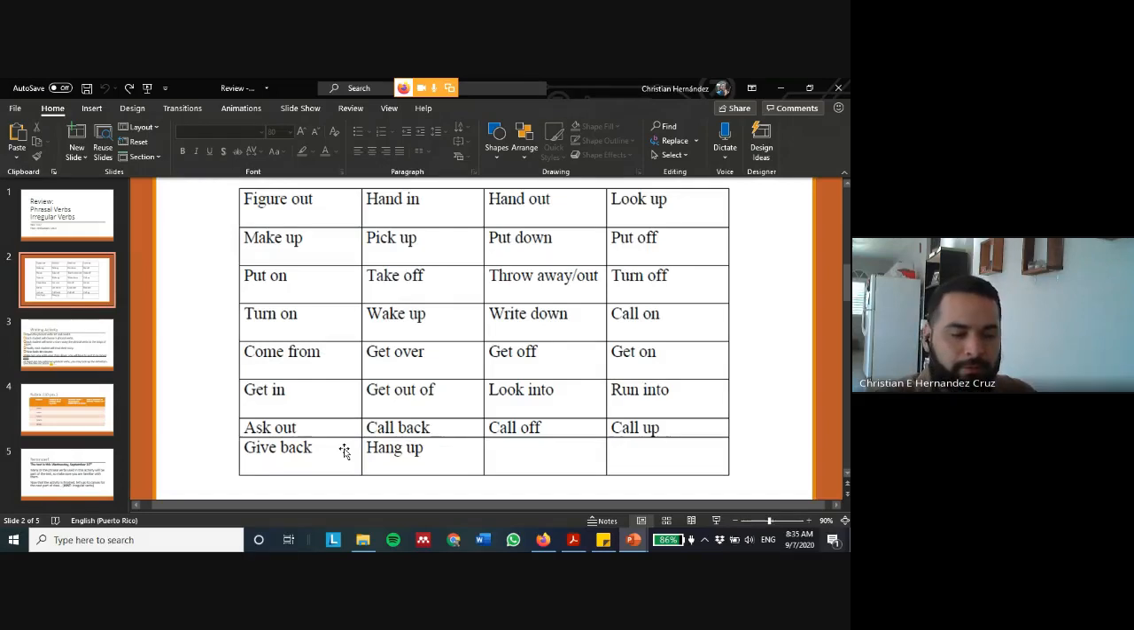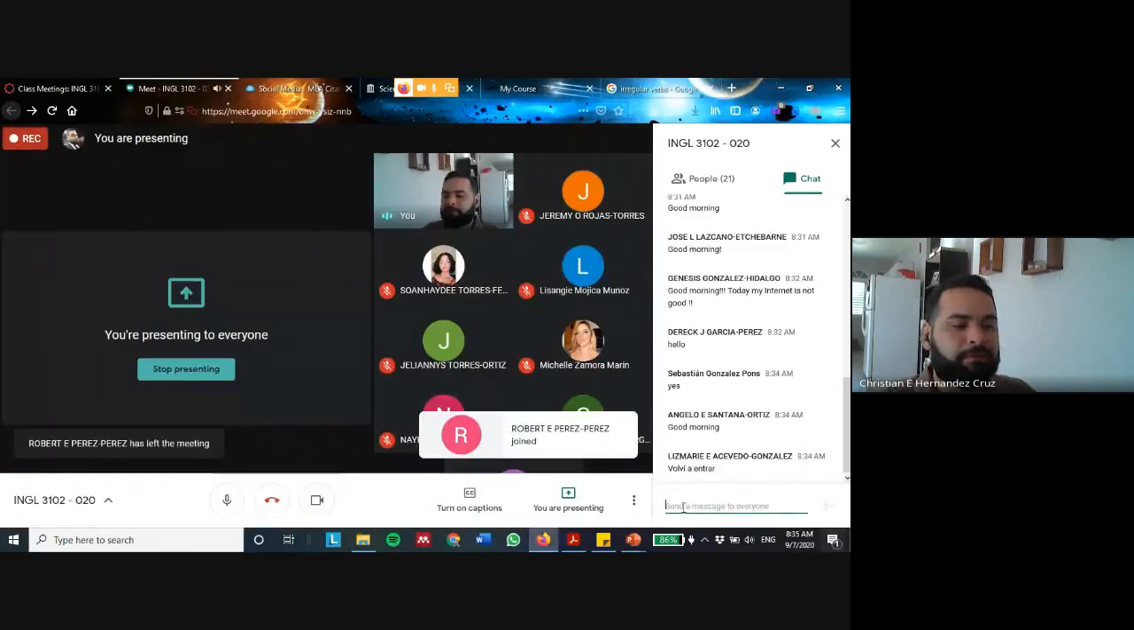So all of these words, and mostly there's 2. There's this one word, it's 3. These are all phrasal verbs. I'm going to write in the chat what that means. Okay, Lismari, good. And Robert just joined us.